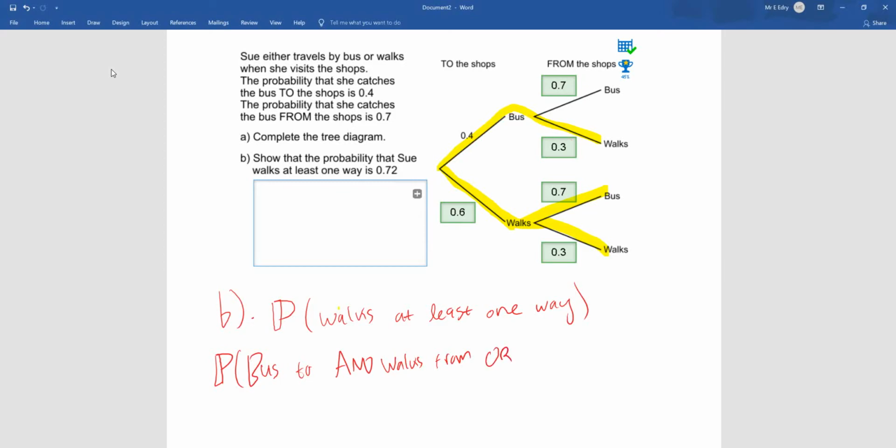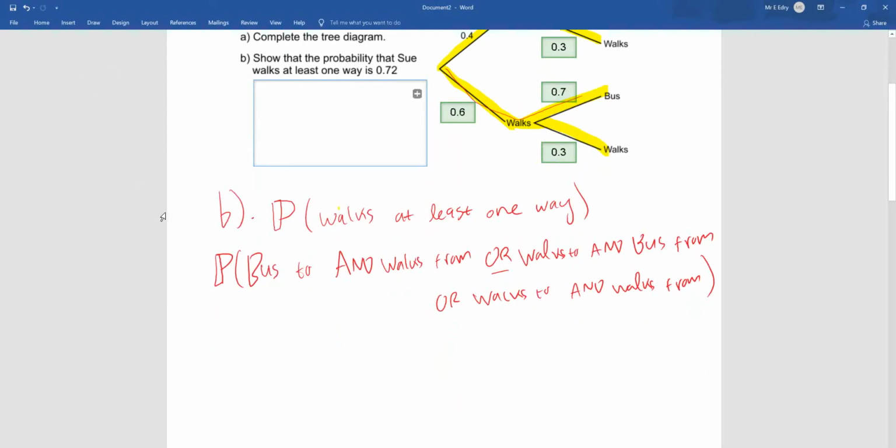Or she walks to and takes the bus from. So that's this one. Or walks to and walks from. So there's three possibilities. We can calculate the probability of each using the and or rules.